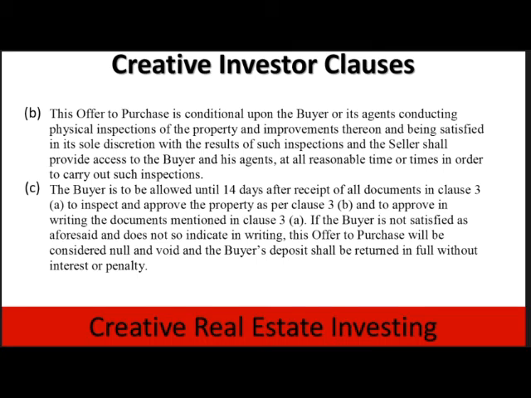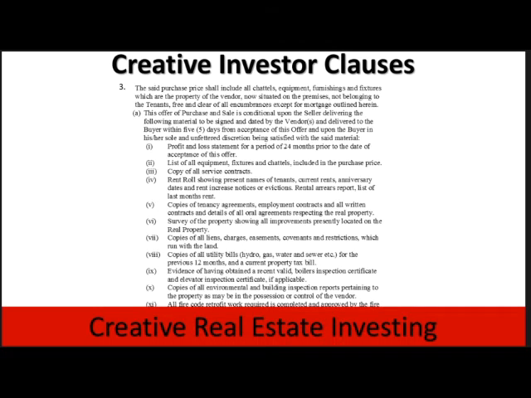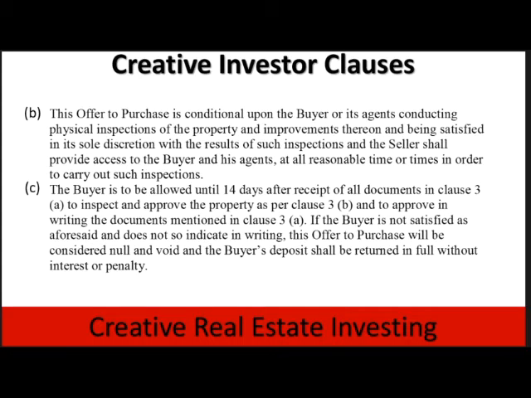The next clause is B. So here you see that that's clause 3A, 1 through however many items that we have listed there. So that's 3A. Our next one is 3B. I was able to expand this a bit easier for reading. This offer to purchase is conditional upon the buyer or its agents conducting physical inspections, again plural, of the property and improvements thereon and being satisfied in its sole discretion with the results of such inspections, and the seller shall provide access to the buyer and his agents at all reasonable time or times in order to carry out such inspections.